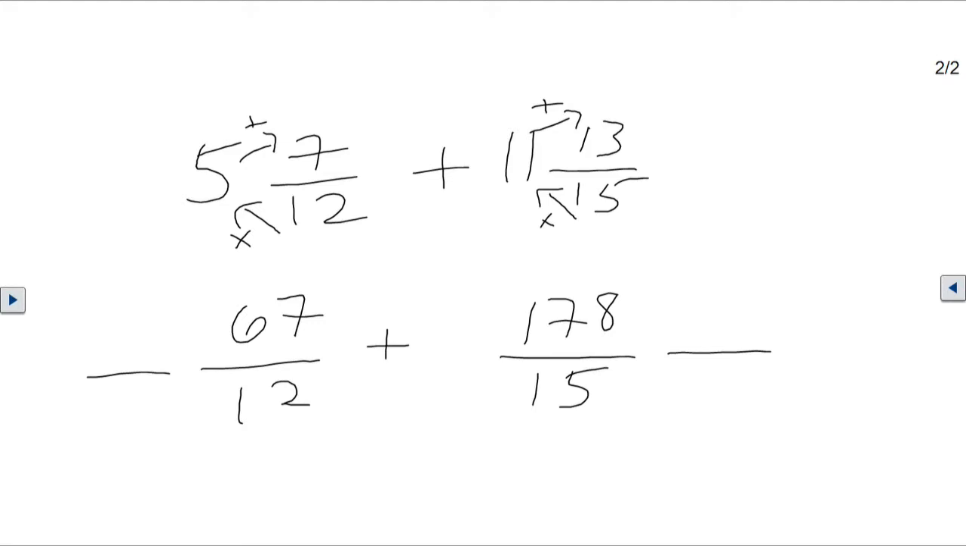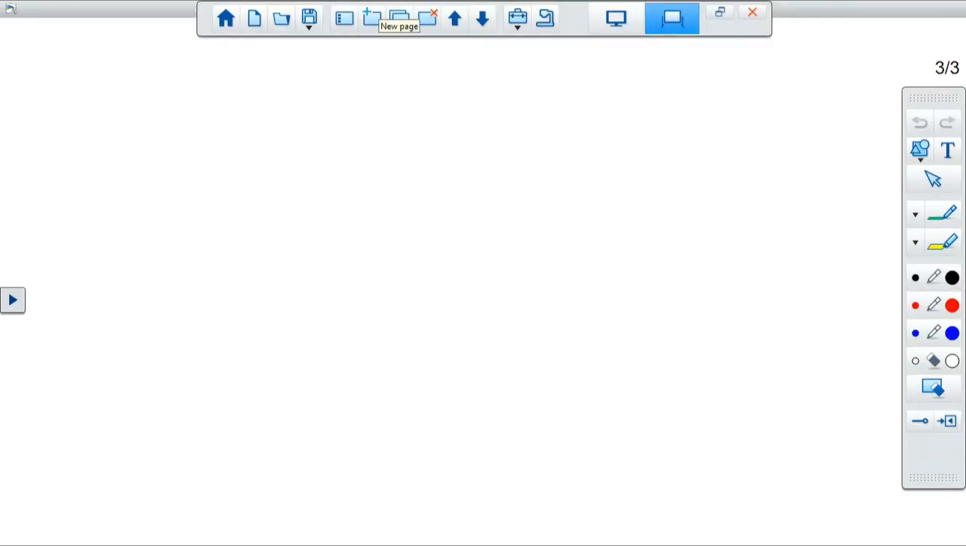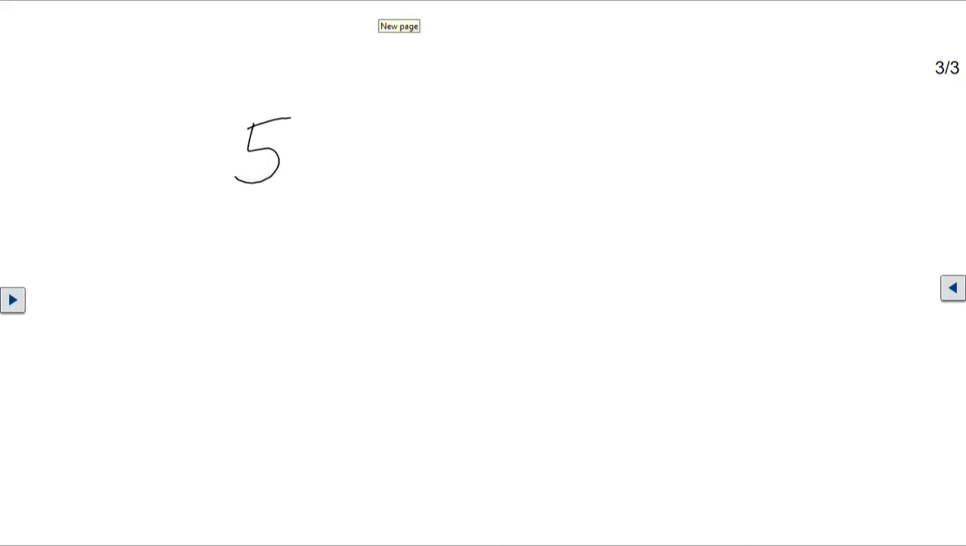So we're going to look at another technique where we keep them as mixed numbers and then do our addition that way. Let's do that same problem: 5 7/12, 11 13/15. I'm going to add 5 7/12, and I'm going to write this vertically, and that'll make sense here in a little bit.